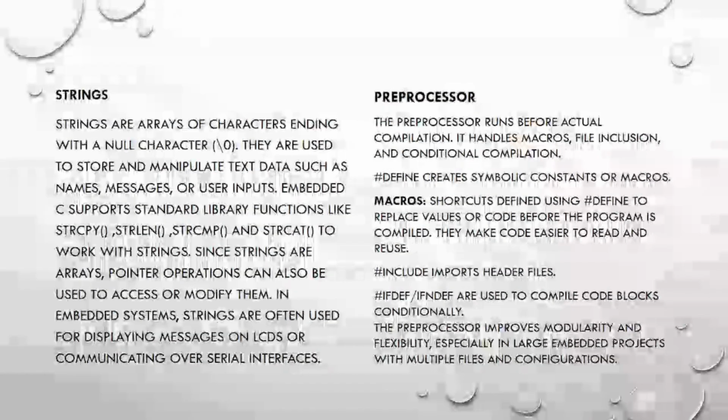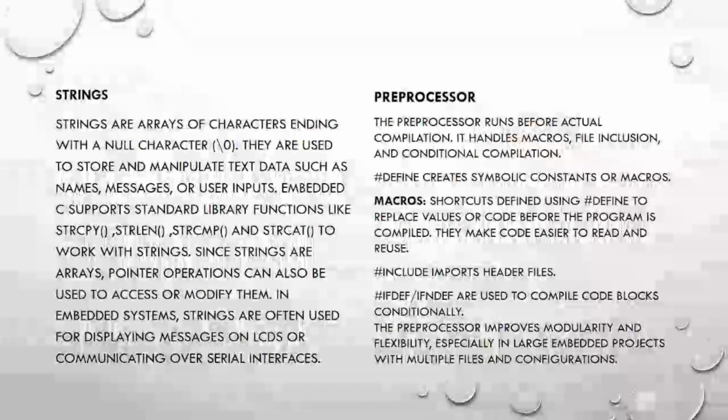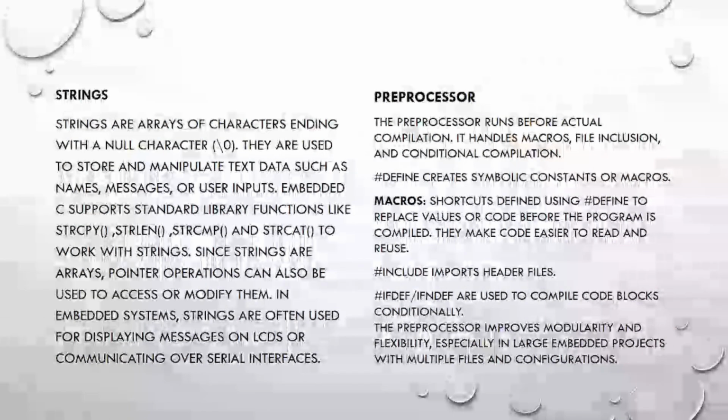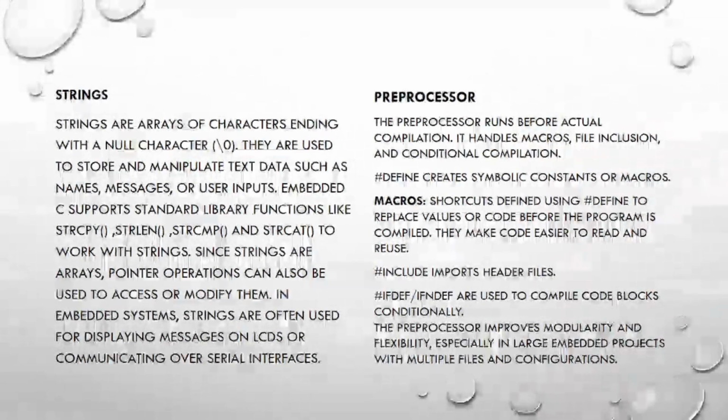Strings. Strings are arrays of characters ending with a null character. They are used to store and manipulate text data such as names, messages, or user inputs. Embedded C supports standard library functions like strcpy, string copy, strlen, string length, strcmp, which is string comparison, and strcat, which is string concatenation. Since strings are arrays, pointer operations can also be used to access or modify them. In embedded systems, strings are often used for displaying messages on LCDs or communicating over serial interfaces.